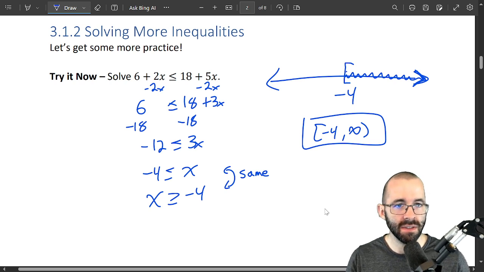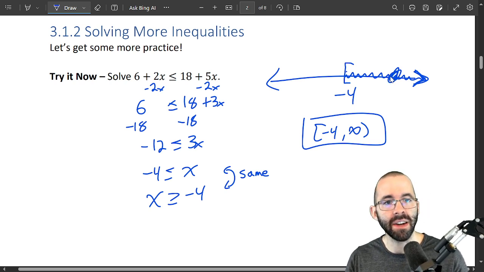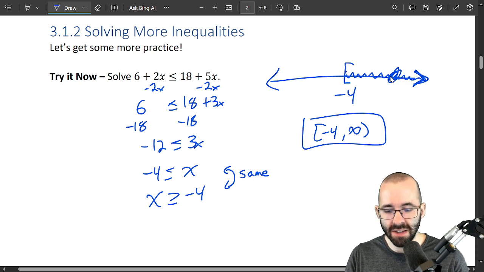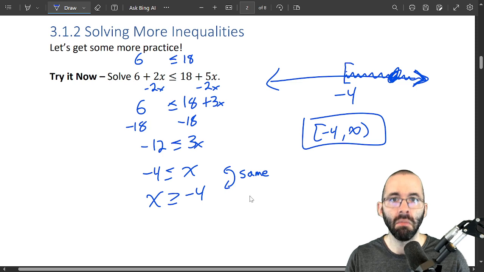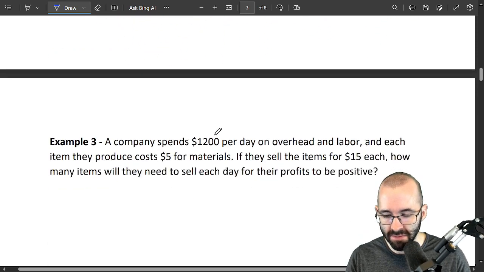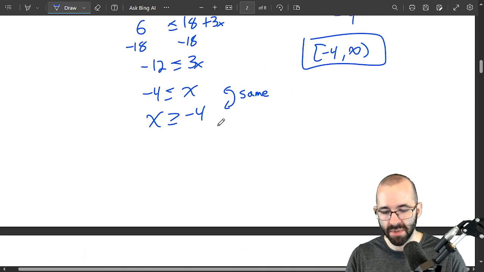It's in the interval. Right? 0 is over here on the number line. If we plug in 0, is this equation true? Is 6 less than or equal to 18? Yes, it is. 6 is smaller than 18. Great. Did I box my answer?